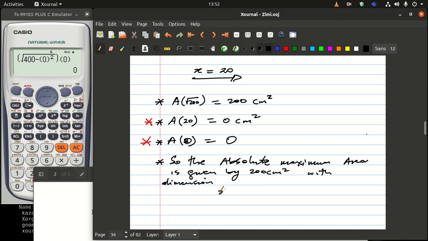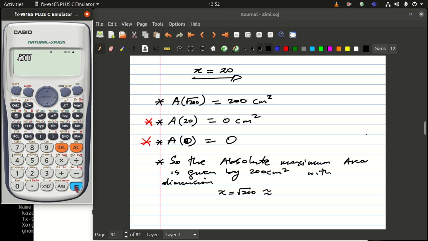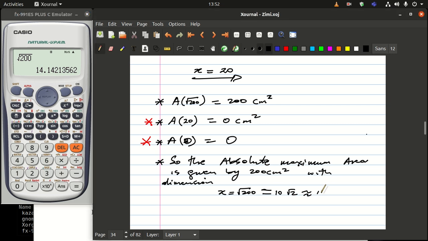Of course, our x is equal to, you look at this value which is giving us a max, the square root of 200, which is approximately, okay, for the purpose of the max, it is expected that you place it as 10 square root 2, which is just approximately equal to 14.14 centimeters.